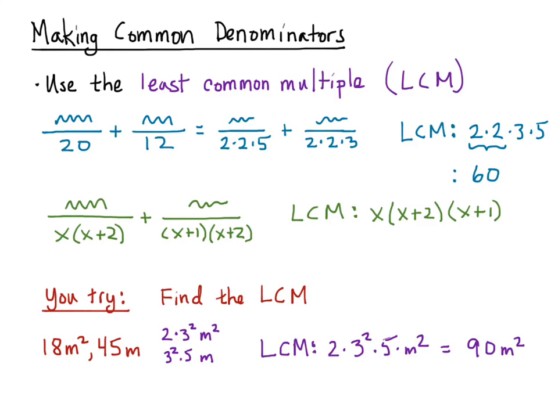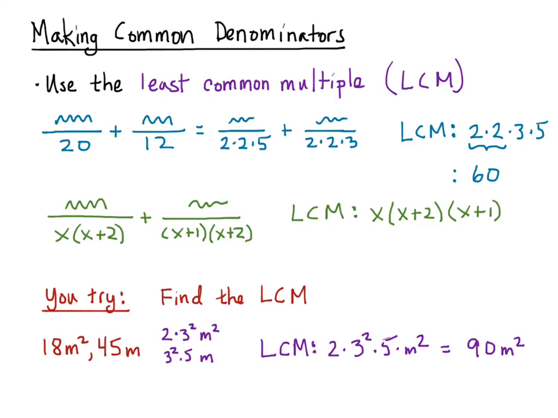So let me write this a little differently. If I were to write this by expanding it out, 18m squared is going to be 2 times 3 times 3 times m times m. So I'm not using any exponents. And then 45m is going to be 3 times 3 times 5 times m. So when I look for what's in common, I have these 2 3's in common, and I have these 2 3's in common.